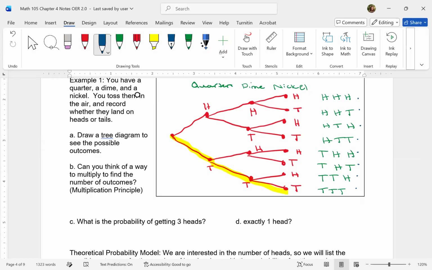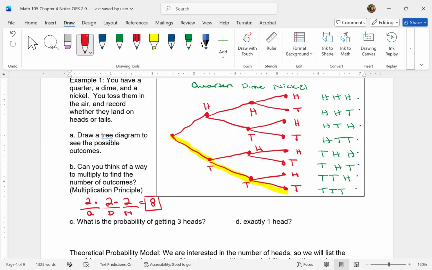So one way to have found that without actually listing all of them would be to multiply the outcomes for each coin. Quarters have two possible outcomes, right? Heads or tails. Dimes have two possible outcomes, heads or tails. And nickels also have two possible outcomes, heads or tails. If we multiply them, 2 times 2 times 2, that gives us the 8 outcomes we have listed. So I could figure out how many outcomes I'm going to have, and then I could just list them all without doing the tree diagram, to find all the combinations.